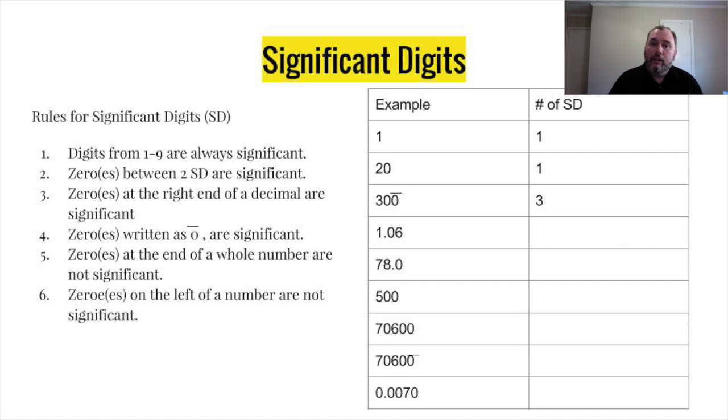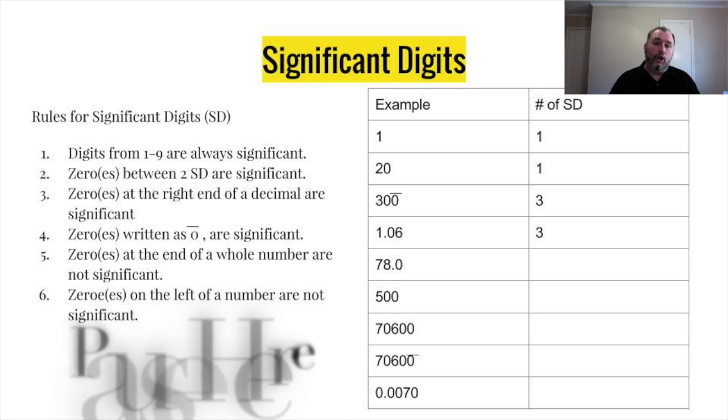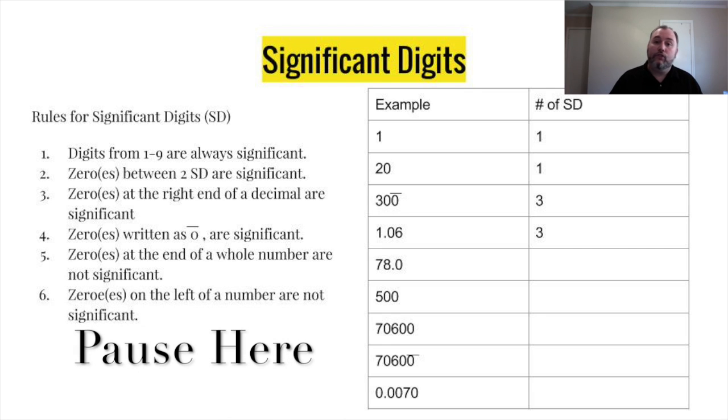1.06. We already know that 1 and 6 are significant digits. What about the 0? Well, rule 2 states zeros between 2 significant digits are significant. Therefore, that 0 is also significant. So altogether, we have the 1 is, the 0 is, and the 6. So we have 3 significant digits. Pause the video, try to do the rest of these on your own, and unpause and see how you did.